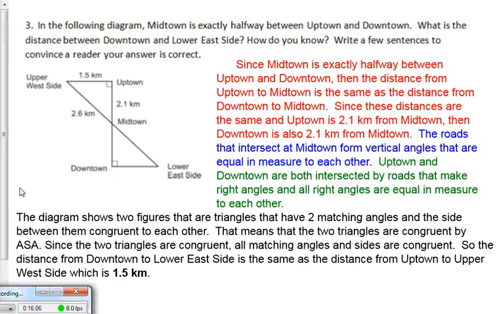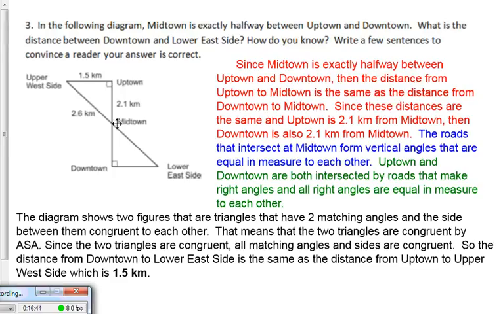So normally when we do proofs, we've been doing the two-column proof. Well, here's an example of a paragraph proof. This is what you would have to write to prove everything without using a two-column proof. So let's start through on this. Since Midtown, right here, is exactly halfway between uptown, up here, and downtown, the distance from uptown to Midtown is the same as the distance from downtown to Midtown. So these distances have to be the exact same because it says it's exactly halfway between them. So that makes sense. That's our first statement.